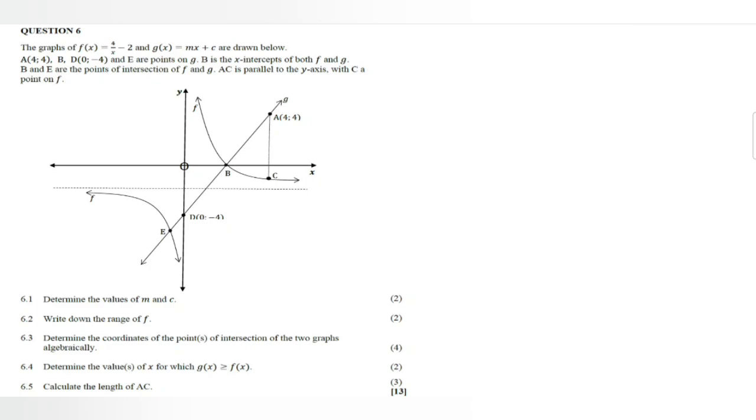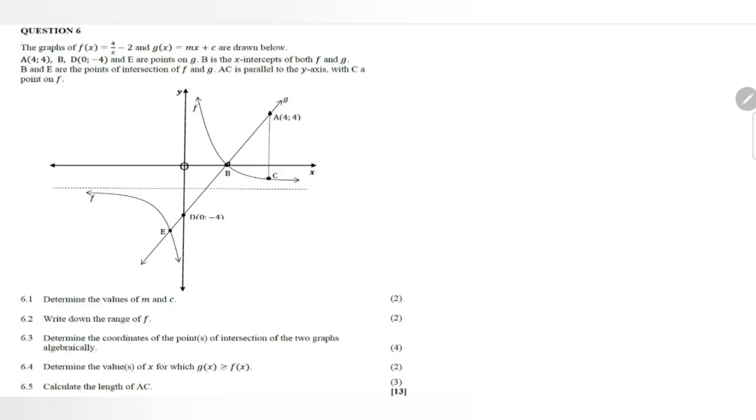We don't know what m is, what c is. What else is given? Let's check. Point A. Did you see point A here? Its coordinates are (4, 4). Then B is given, but no coordinates are there. That is the x-intercept of the hyperbola and straight line. Then D is the y-intercept of the straight line, that is (0, -4).